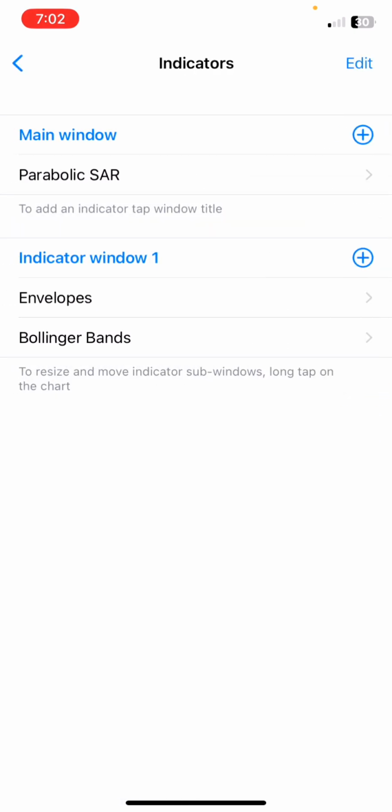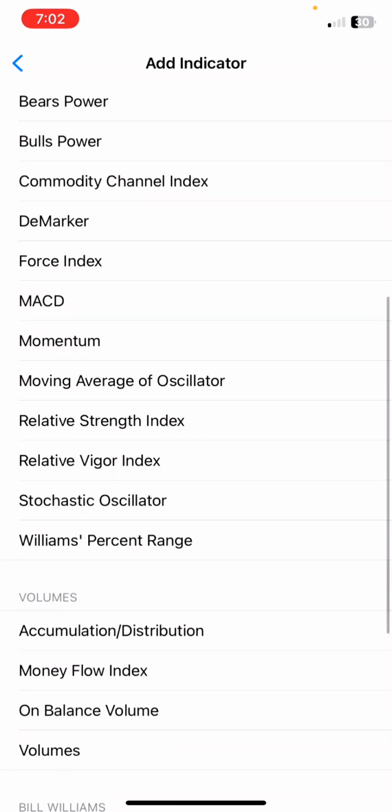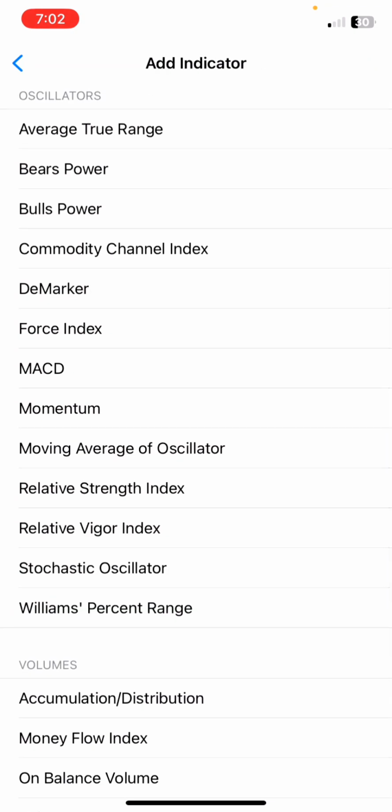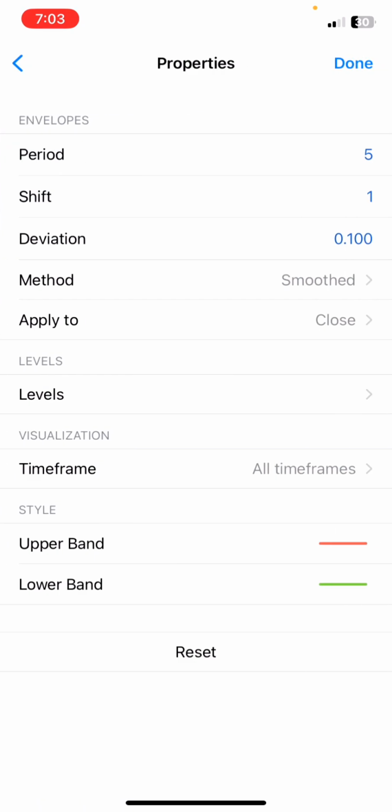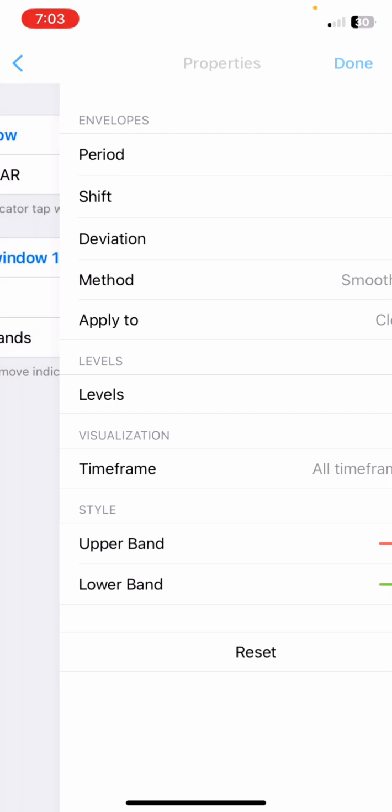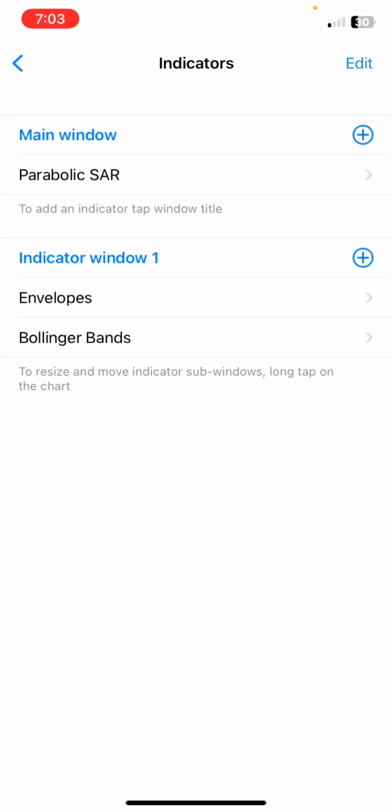Now, to add the envelope up, you first have to add maybe your stochastic oscillator, your RSI, your momentum, or your MACD. Just add one so that it will be in your indicator window 1. Now once you add it, you can add your envelope line. The period for the envelope is 5, shift is 1, the deviation is 0.100, method is smoothed, apply to close, and for the upper and lower band, just use any color of your choice and then click on done. Once you do that, the envelope line is going to be in your indicator window 1, so you can now delete the indicator that you added.